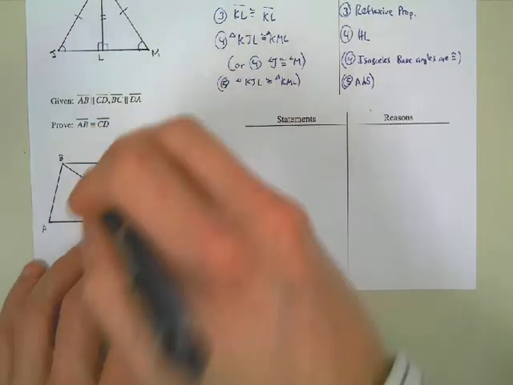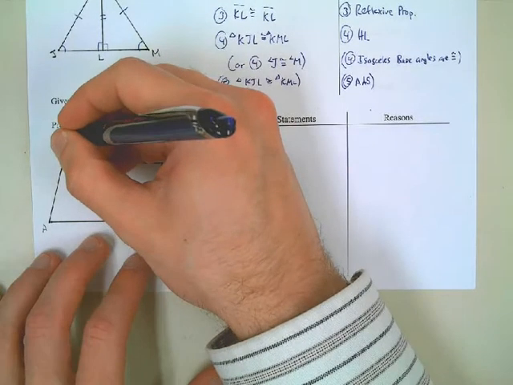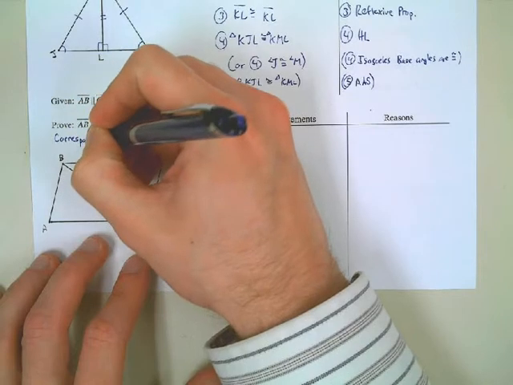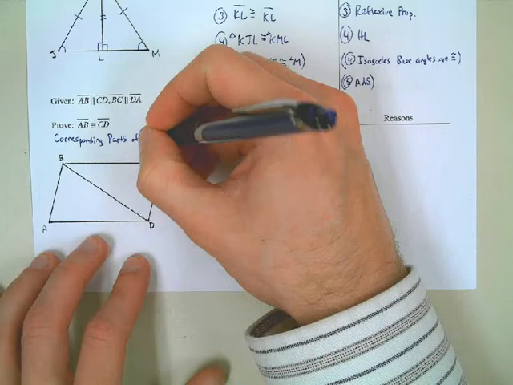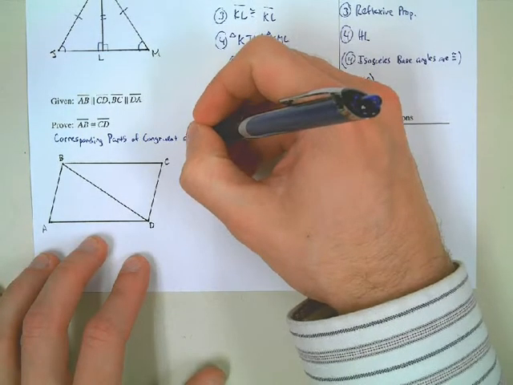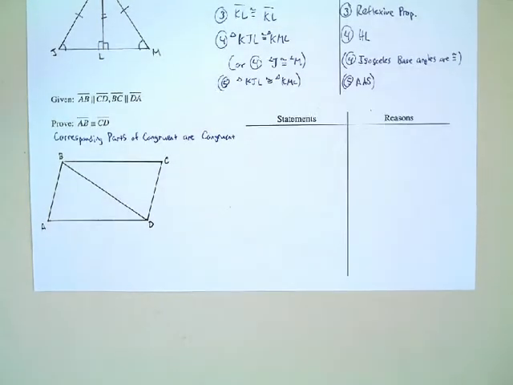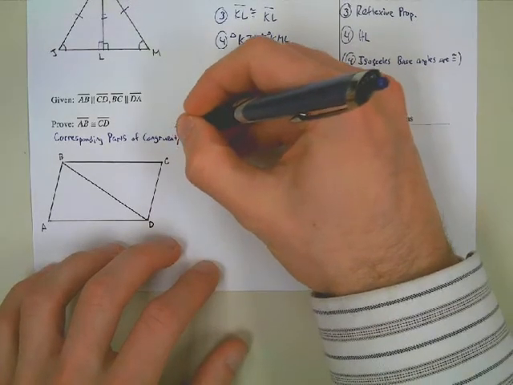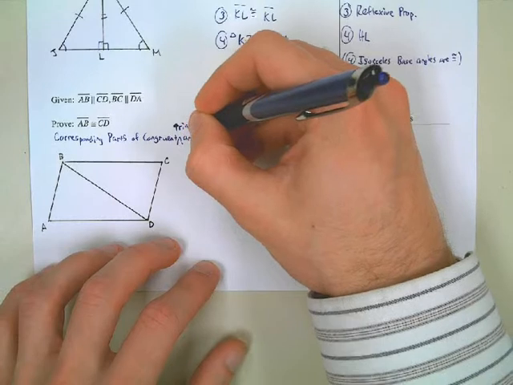Why is it called CPCTC? Because it stands for corresponding parts of congruent triangles are congruent. Okay? Corresponding parts of congruent triangles are congruent.